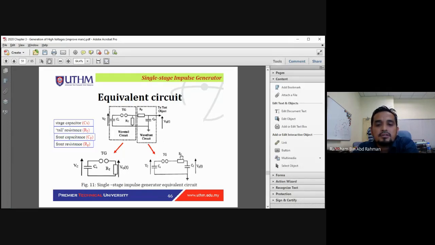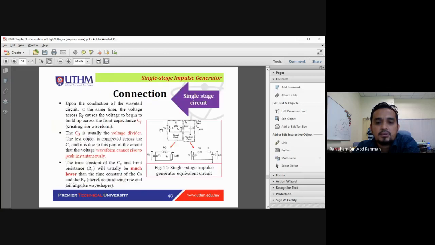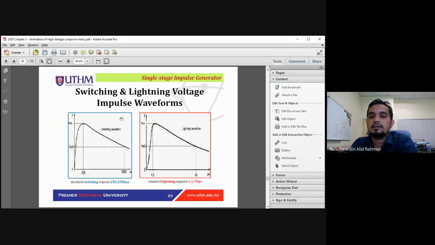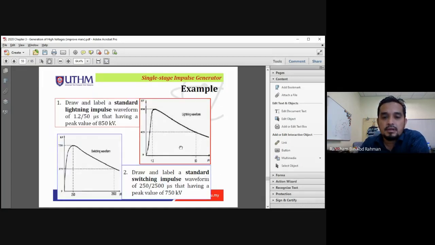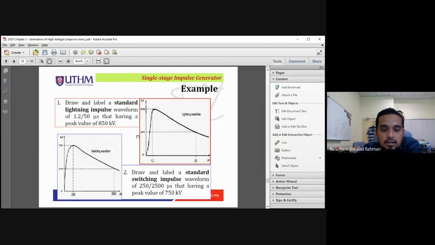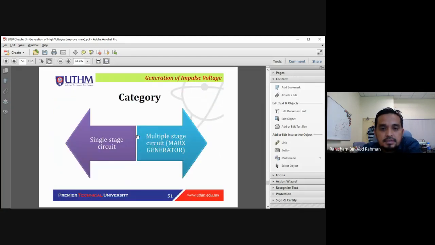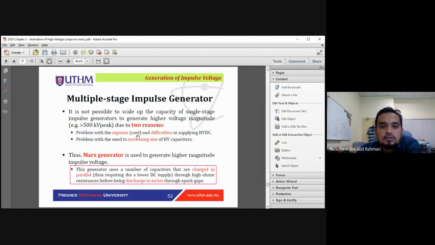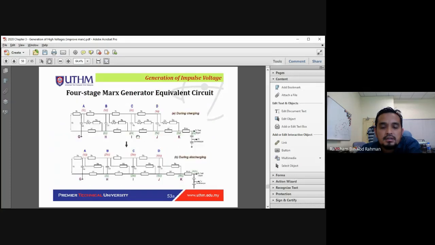And the combination of these two circuits, which we call the equivalent circuit for this impulse, will eventually produce the shape like this one. Okay, these are the typical shapes of the lightning and switching impulses. So be careful of this one. We peak over 50%, so that you should be able to plot very well. Okay, example, and then single stage. Okay, now we go to the multiple stage of impulse generator.